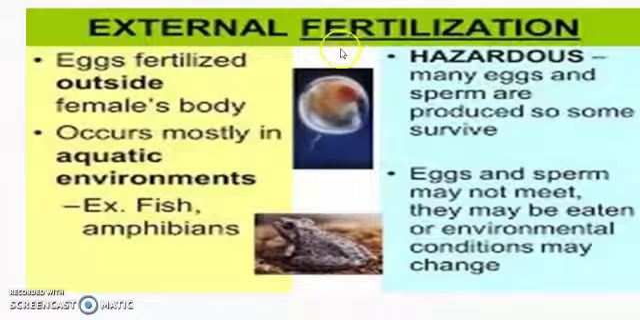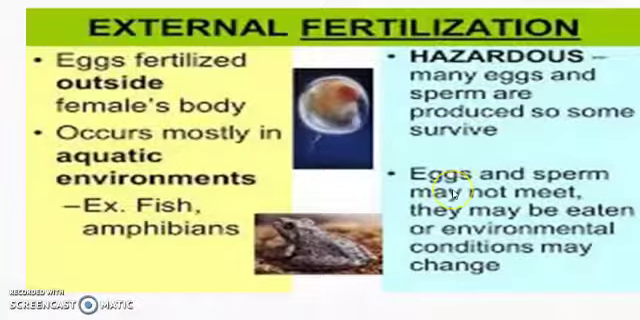Fertilization is of two types. The first one is external, which takes place outside the body of the female in the environment, usually water. Fishes and amphibians do this process. They release their gametes into the water where they fuse. But this method is not helpful as they have to produce a lot of gametes.